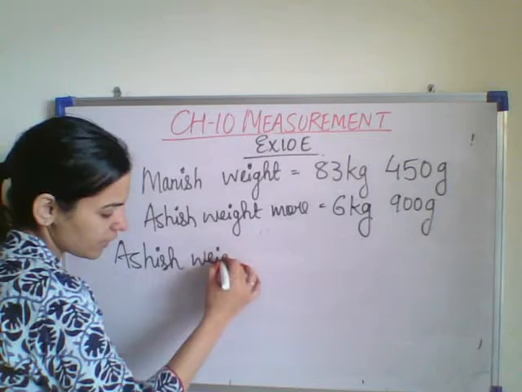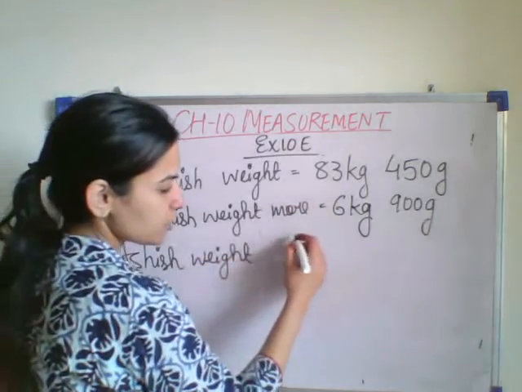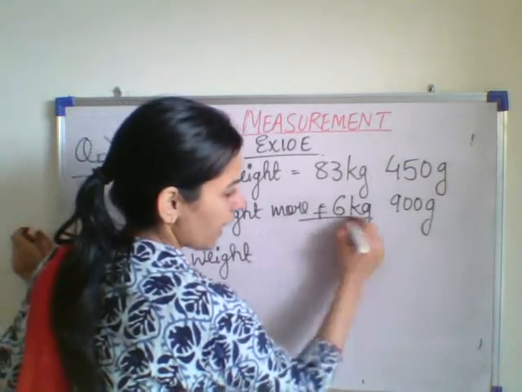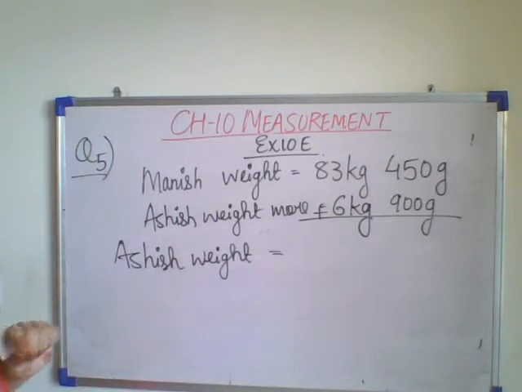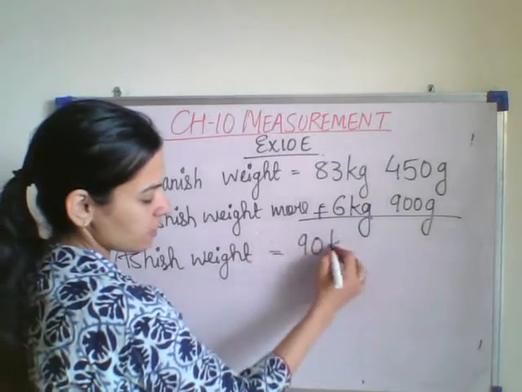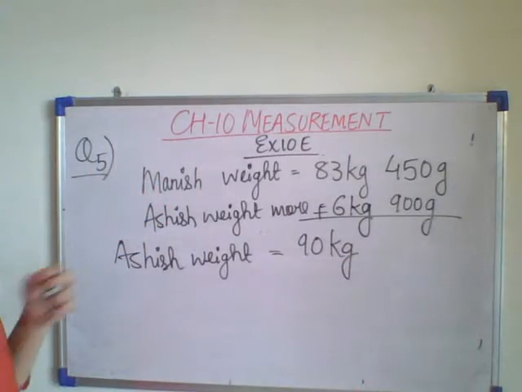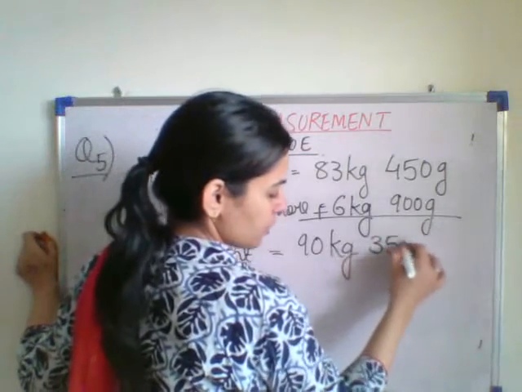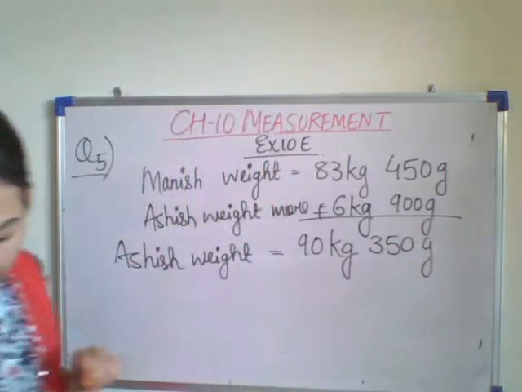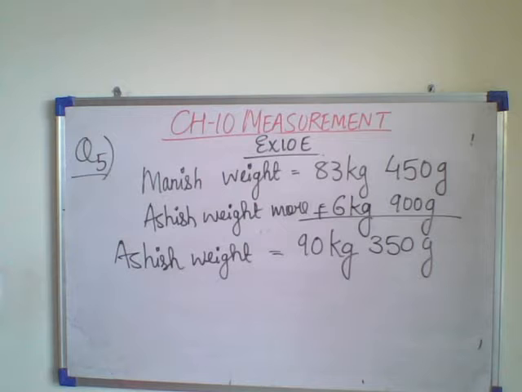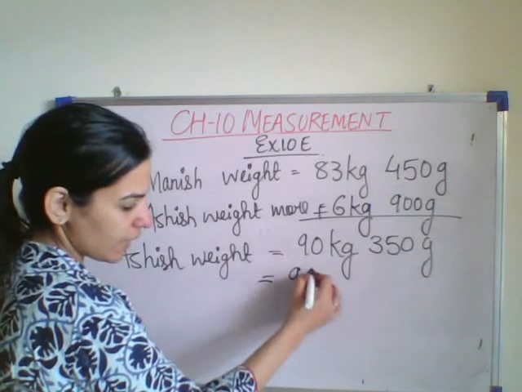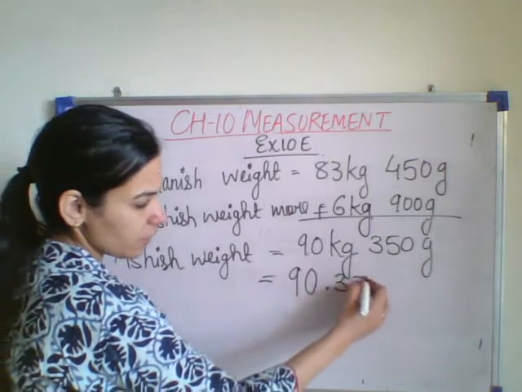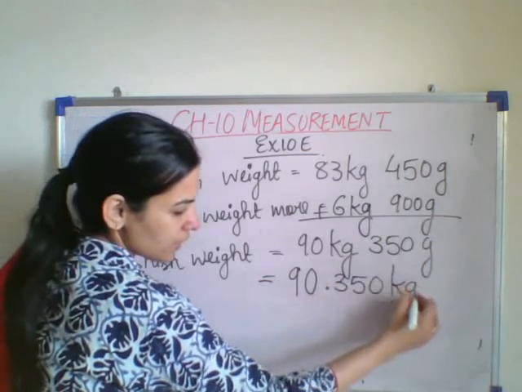So Ashish weight, we will be adding this 2. You have to add this 2, and if you will be adding this 2, what you will be getting? I am writing here directly. You will be getting 90 kg and 350 grams. Now in the question it is given that we have to find the weight of Ashish in kg only. So in kg what will be the weight of the Ashish? It would be 90.350 kg.